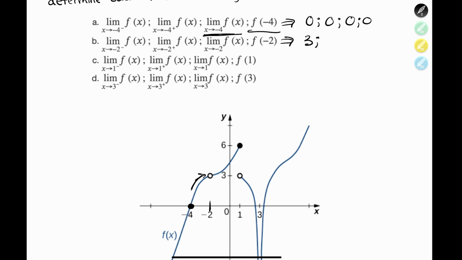Looking at the second part of part B, we see that they want us to find the limit of f of x as x approaches -2 from the right-hand side now. So looking at the right-hand side, it still approaches the value 3.